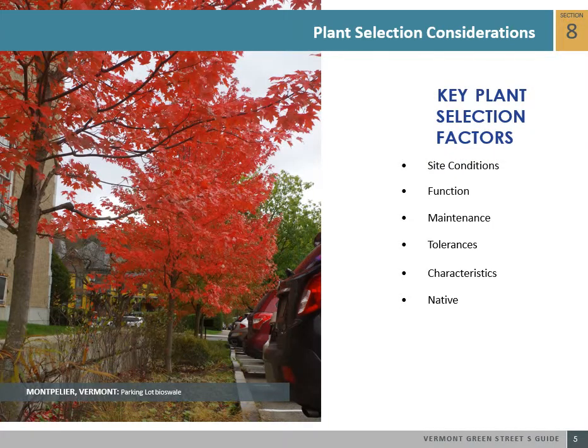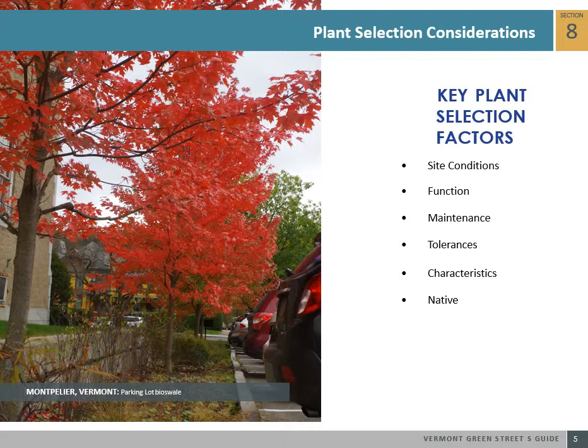Another key plant selection factor is function. When selecting plants for a green street, it's essential to first determine the function of the facility, that is, whether the vegetation will be providing shade, add color, or performing the task of infiltrating or treating stormwater. Plants vary in the services and benefits to a green street. To achieve desired results, choose plants based on function.